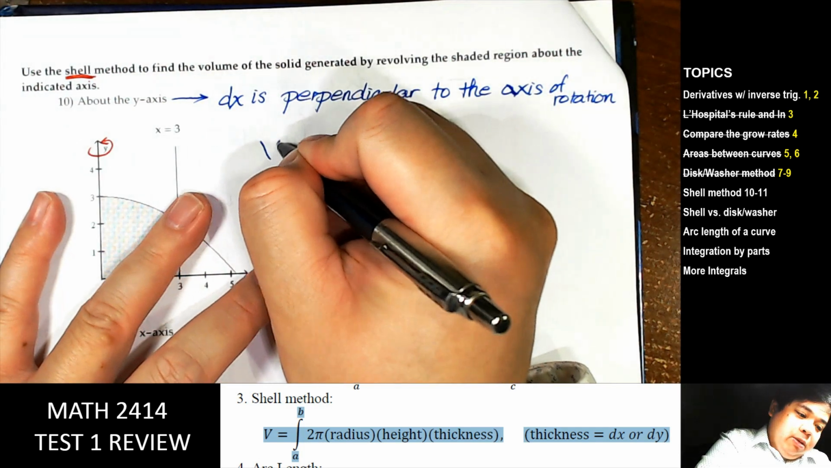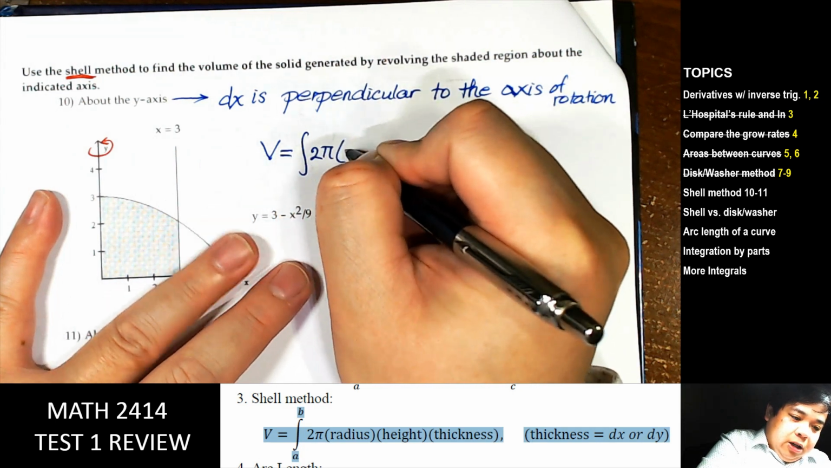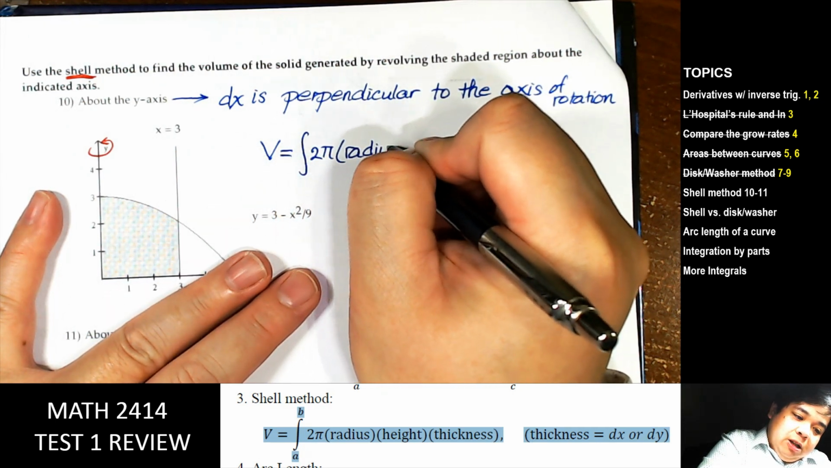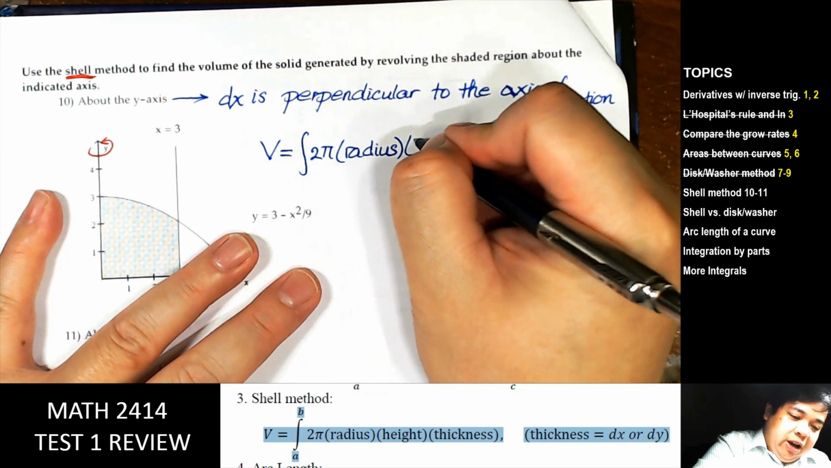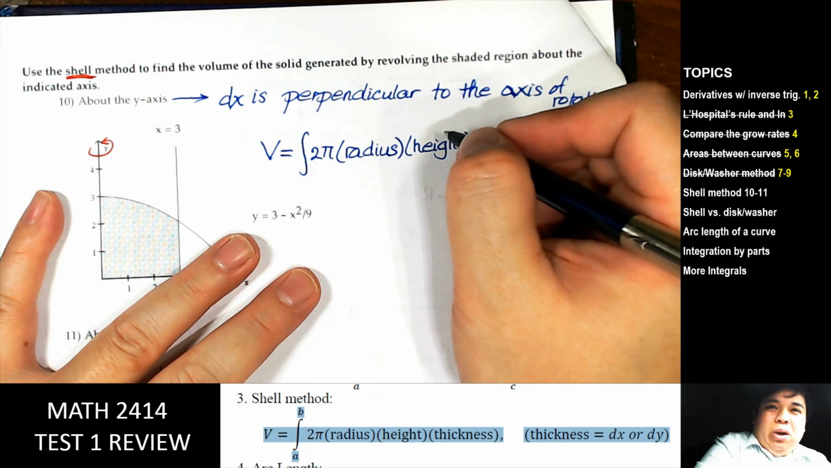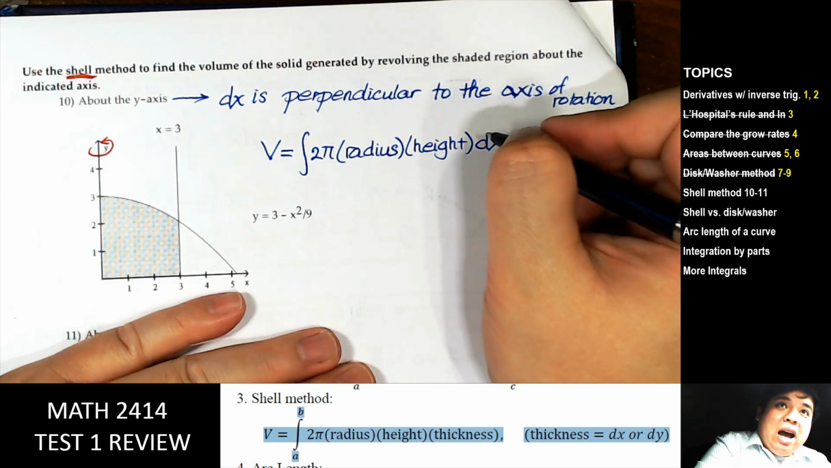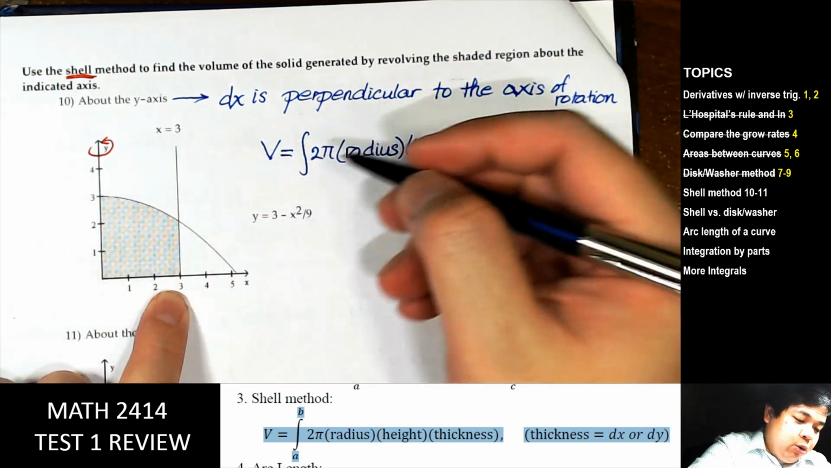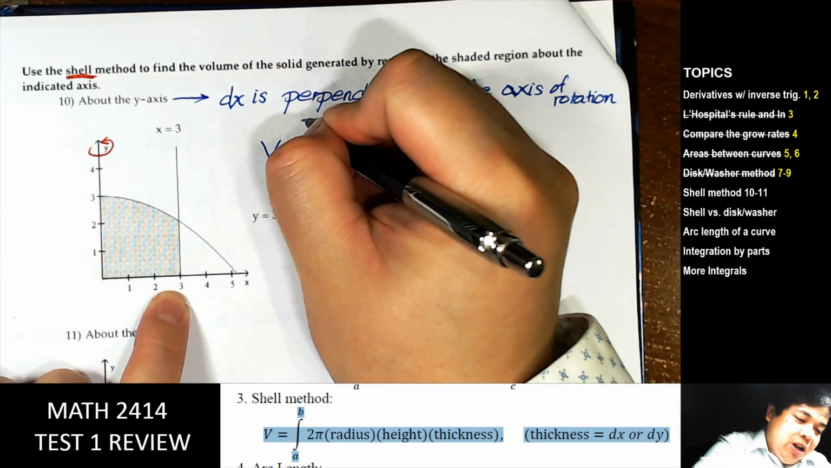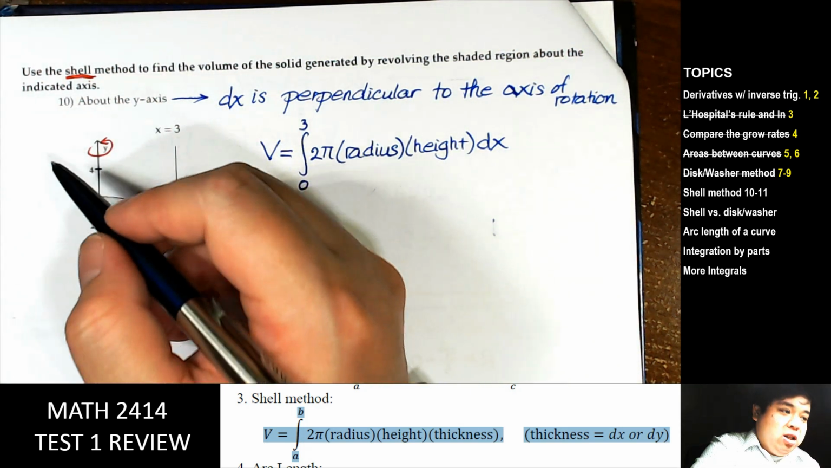So we have the form 2 pi, we have the radius, and we have the height. The thickness or the width is going to be dx. For this problem with x, the limit for x will go from 0 to 3. So at least we have that part. Next, we determine the height and the radius. For that, remember the axis of rotation is like this.